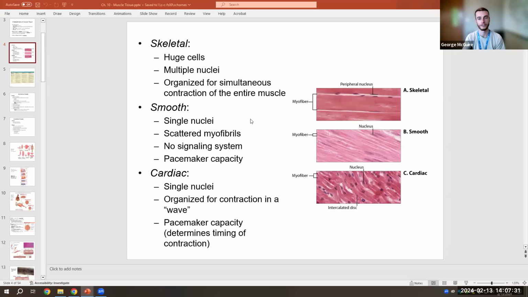And they are being regulated through a pacemaker type capacity, right? We have regulated signals coming from our brain, not cognitively controlled, but regulated signals on a set pace that contract those types of muscles. And then cardiac muscles similarly have pacemaker capacity, so they're set to contract at particular times on that pace, but their contraction is in a wave, which serves the function of the heart, right?